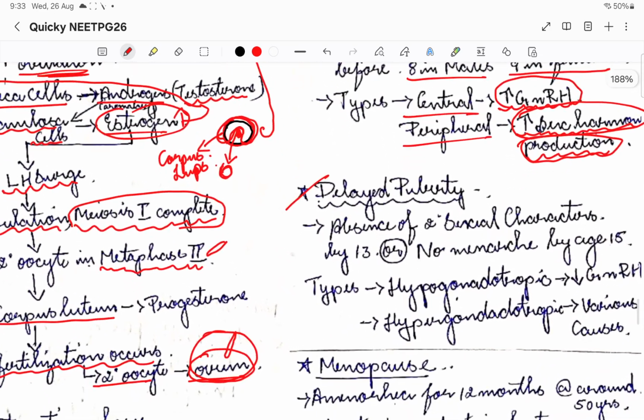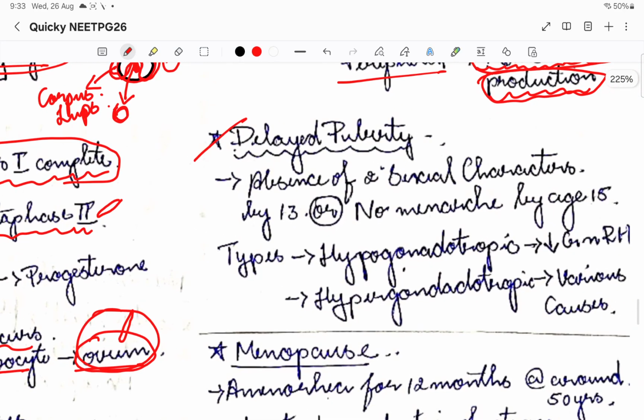Then the other one is delayed puberty, meaning absence of secondary sexual characters by 13 years of age, or no menarche by 15 years of age, is known as delayed puberty. Okay, so please remember these 2 years. The 13 years is for the secondary sexual characters, whereas menarche is by 15 years of age.